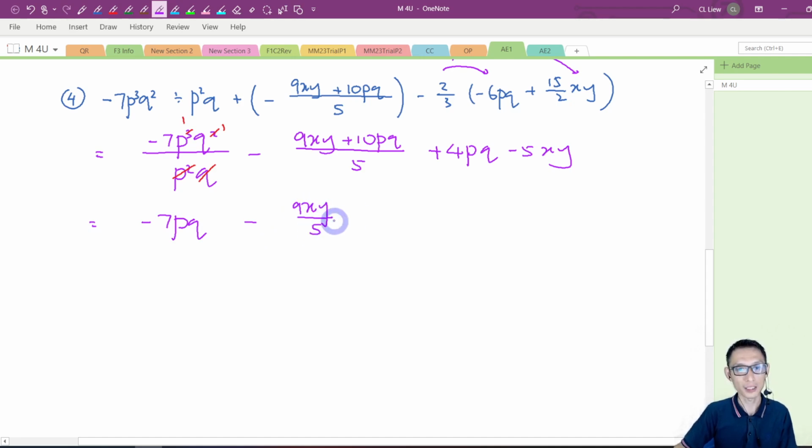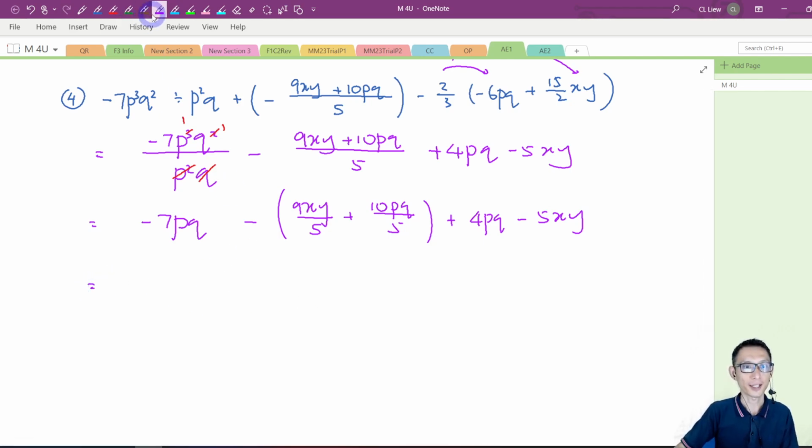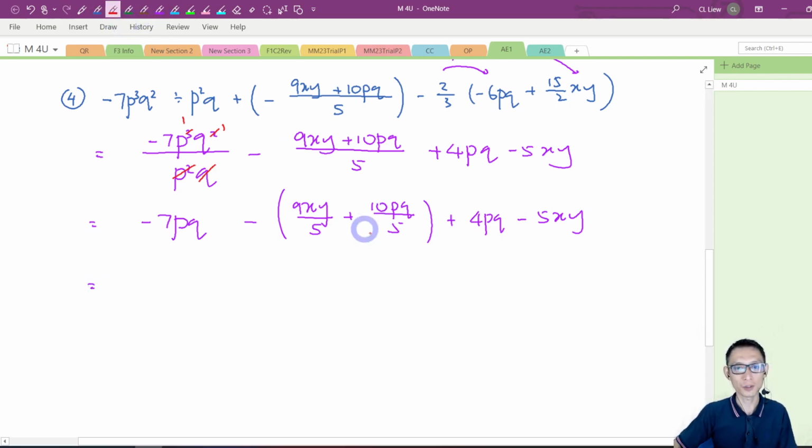Okay, here you need to be more careful. 9xy over 5 plus 10pq over 5. If you write like this, it's not correct. You need to put a parenthesis because it's minus this whole thing. You need to put a parenthesis over here. So plus 4pq minus 5xy. Okay, so now here we can do the simplification between these two. Divided by 5, divided by 5.